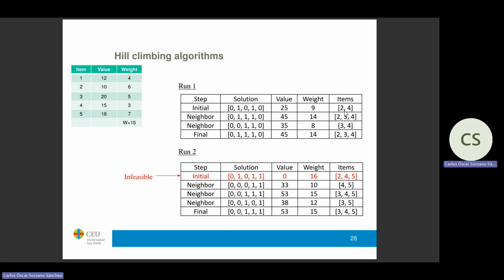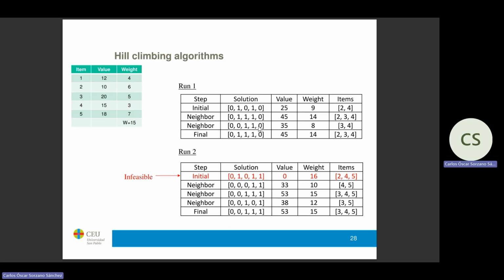And here are the items. And then I compute one of the neighbors. So one of the neighbors is this one. You see all the bits are the same except this one, so it is a neighbor. This solution is a neighbor of this one. And the value is 45, which is better than 25. And the weight is 14, and these are my items.